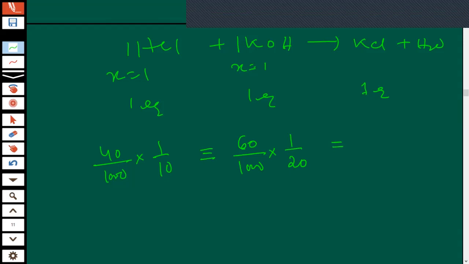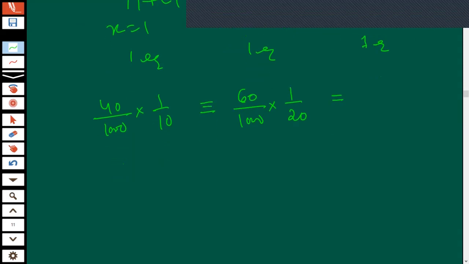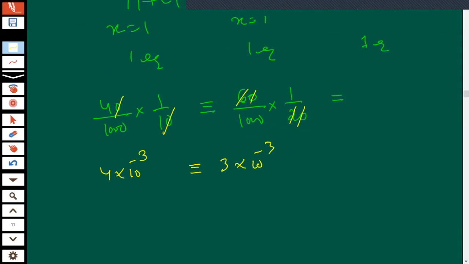Now what is the KCl formed over here? So we have to calculate it. This is 4 into 10 to the power minus 3, and this is 3 into 10 to the power minus 3. These are equivalents.